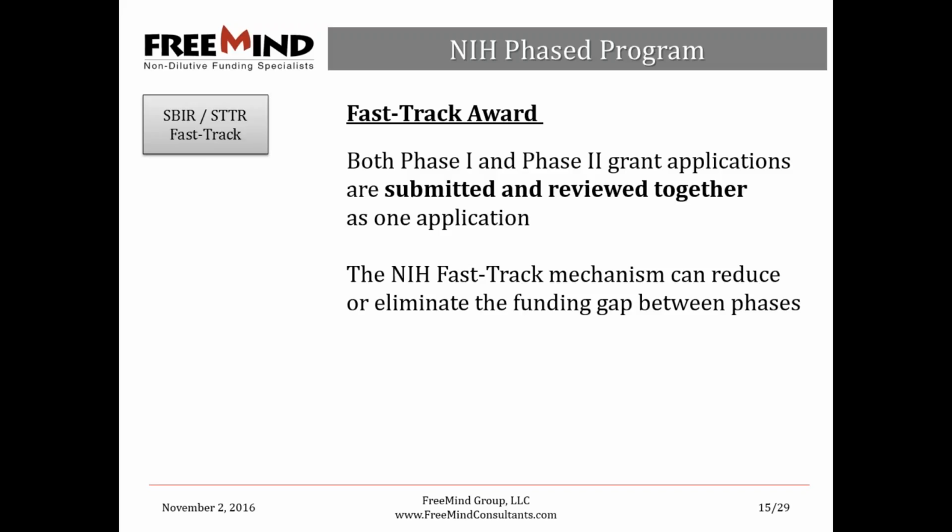A Fast Track award is basically when you submit a Phase 1 and a Phase 2 together as one single application, and they're both submitted and reviewed as a single application. There are a few advantages to this, and the most noteworthy is that this eliminates the gap of time that is created when you submit a Phase 1 separately, and then once you complete the Phase 1, you submit for a Phase 2.